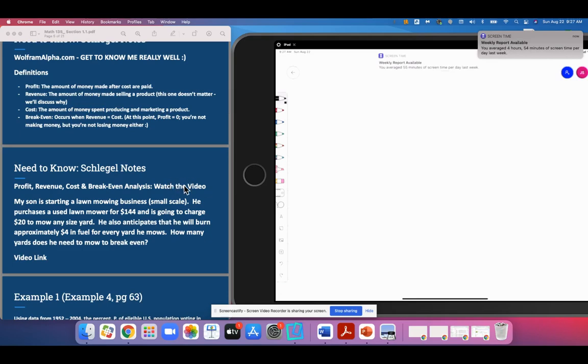Let's take a look at this, folks, really quickly. We're going to actually use all four of those vocabulary words that we just talked about in this one problem. We're going to end up using the profit eventually, but we're going to start with revenue and cost.